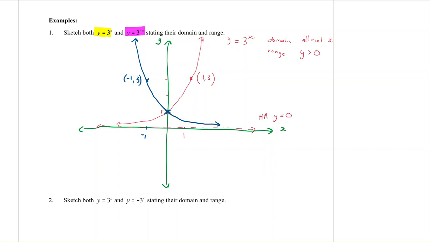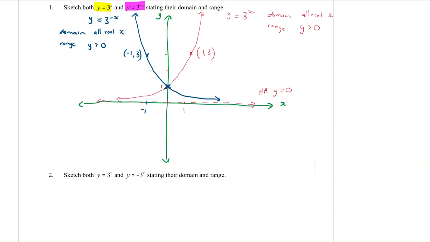Okay, how about for my blue graph, which was the y equals 3 to the negative x? My domain hasn't changed. It's still all real x. And my range hasn't changed either. It is still above that asymptote, and it is still y is greater than 0. Okay, so how can I change my domain and range?